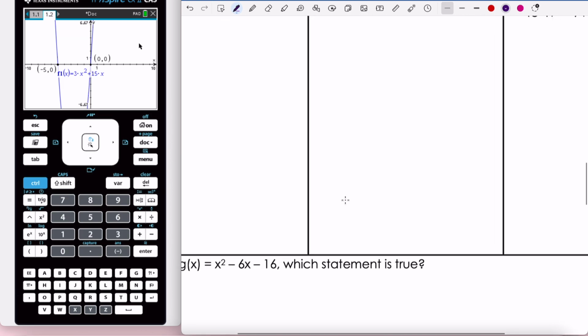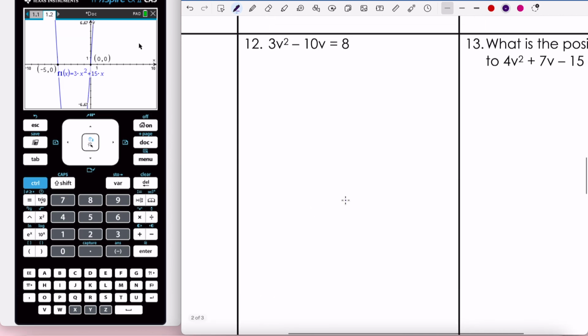Okay, the last question I would like to do with you is number 12. We have 3v squared minus 10v equals 8. Now guys, the very first thing to remember is that your equation always has to be set equal to 0. So our first step, I'm going to go ahead and move over 8. When I move it to the left-hand side, remember we're using the inverse operations. Our goal is to get this in the form of ax squared plus bx plus c.